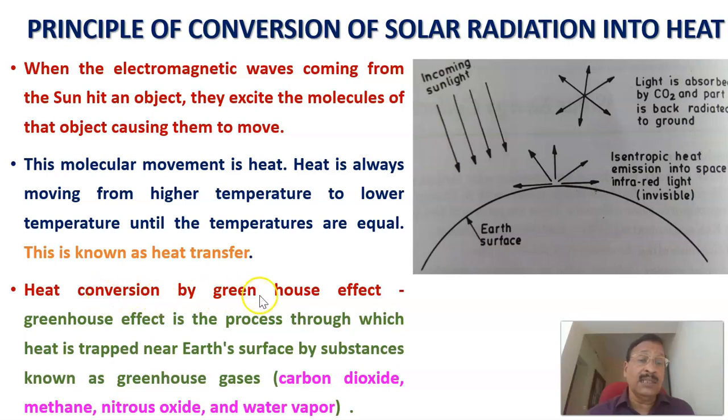For the heat conversion by the greenhouse effect, that's called the greenhouse effect. The greenhouse effect is the process through which the heat is trapped near the earth's surface by substances known as greenhouse gases. Greenhouse gases are carbon dioxide, methane, nitrous oxide, and water vapor. Because of all this, the heat is being trapped near the Earth's surface, and that effect we call the greenhouse effect.